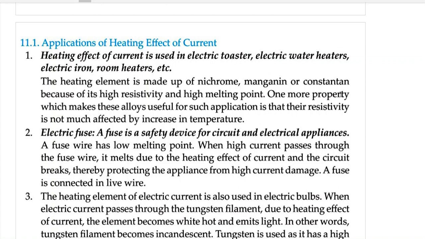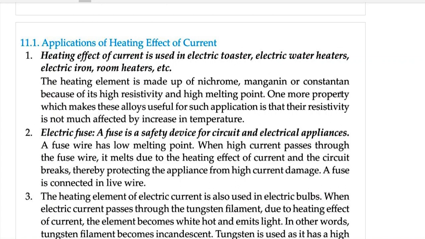So they will not oxidize easily. One more property which makes these alloys useful for such applications is that their resistivity is not much affected by increase in temperature. Generally, increase in temperature increases the resistivity, but here it is not the case. In case of these alloys, nichrome is an alloy of nickel and chromium. Manganin and constantan are also alloys.